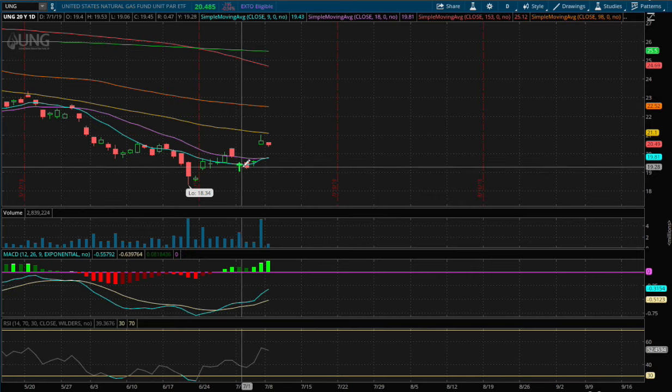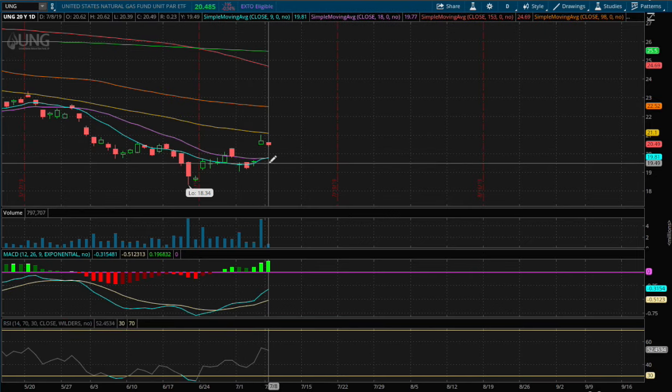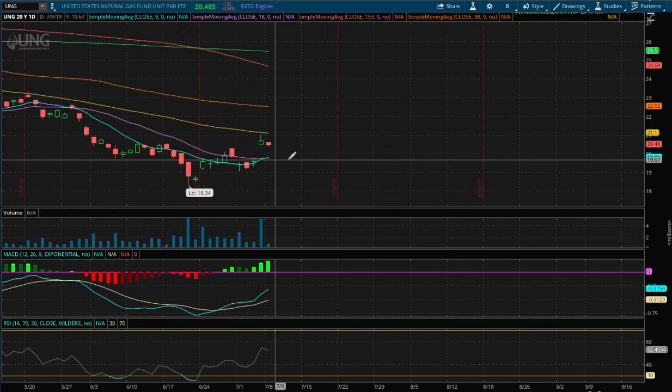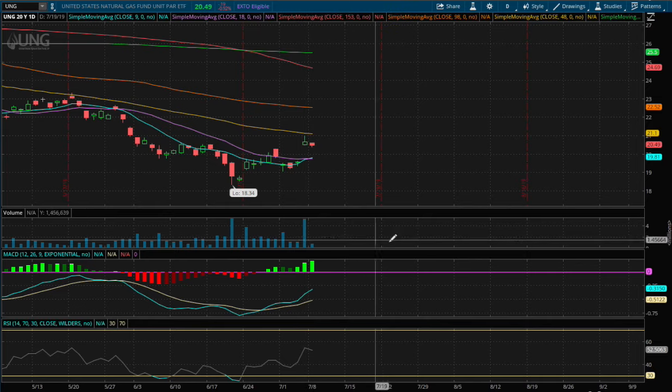We need to see a test and close the gap made above, and we want this trend to touch the moving average and find support and continue to move on higher. And do note that there was a volume spike on Friday, so that's a positive sign for the uptrend.